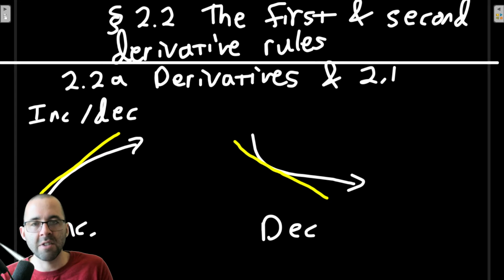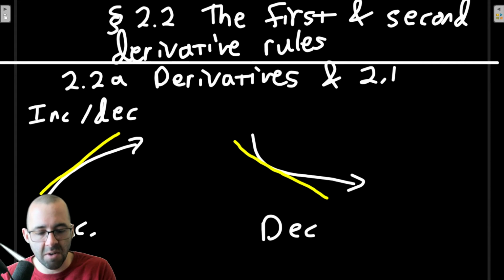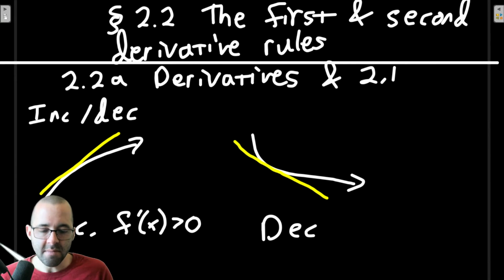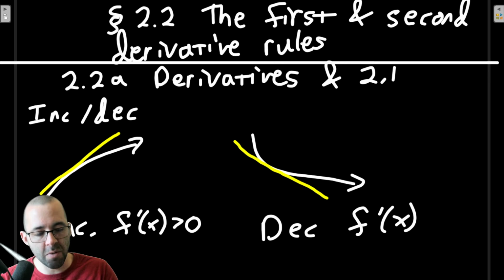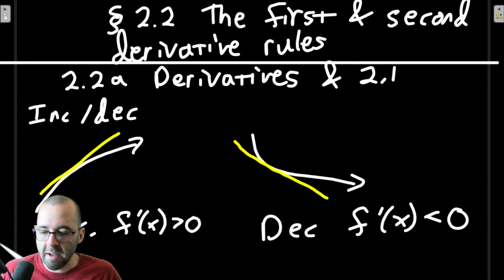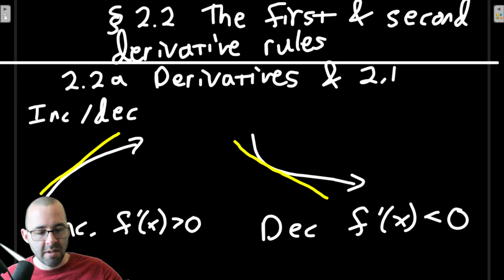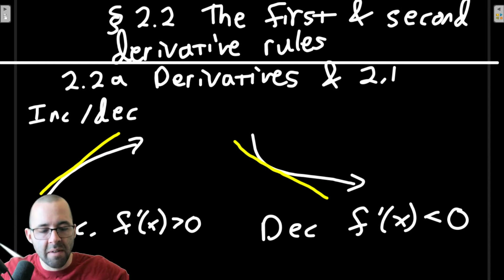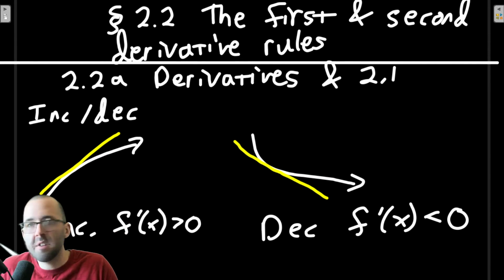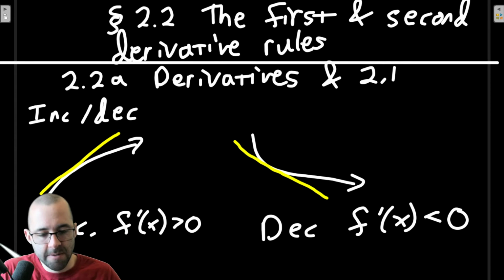So all we're doing right here is relating this to derivatives. If it's increasing, that means the derivative must be positive. Increasing is going up, positive slope, all related terms. And likewise, if it's decreasing, that means the slope, or the derivative, has to be negative. Again, this is just relating what derivative means to what we already know. Derivative is slope. So up, that's positive. Down, that's negative. So that's the first derivative rule.